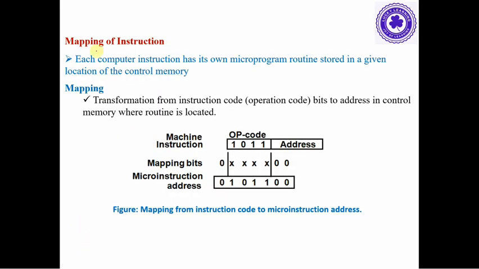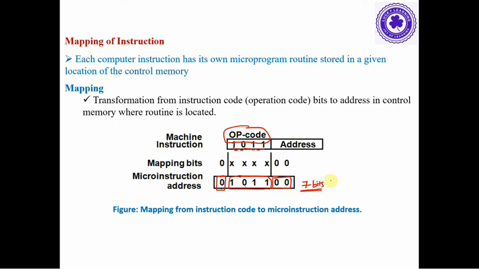When it comes to the mapping of instructions, it is to map the operation code bits to an address in the control memory. So take the operation code bits, assuming 1011. Here it follows a logic that the most significant bit is set to 0 and the least significant 2 bits are set to two zeros. How many bits are there? 0101100, totally 7 bits we are using for the microprogram address.